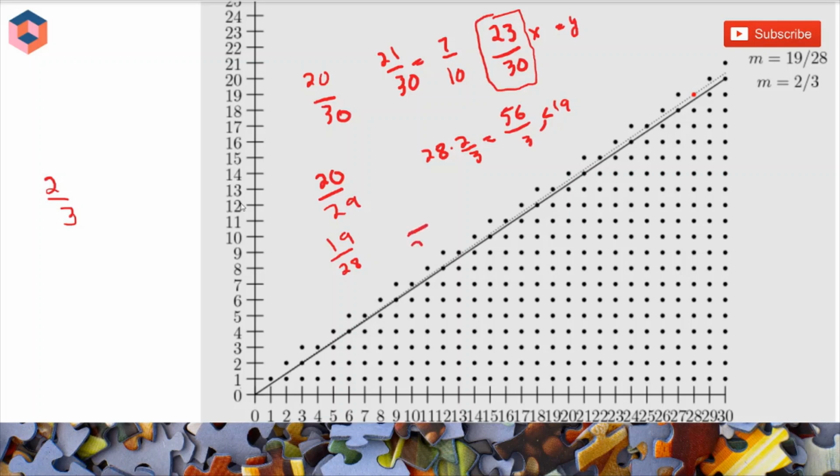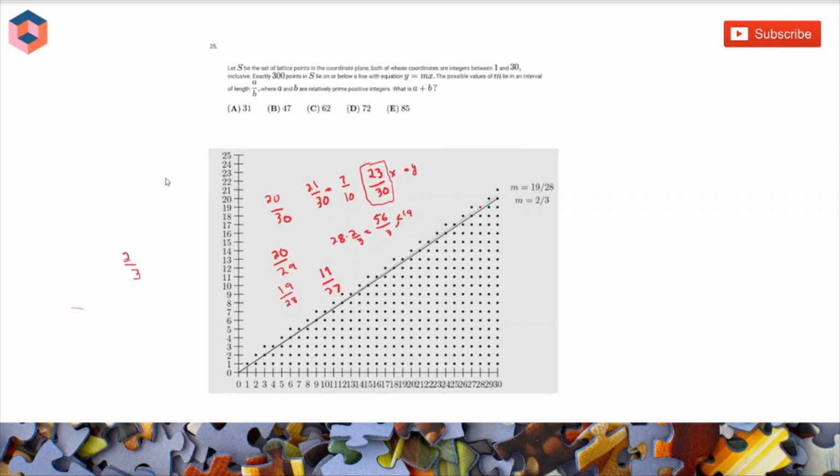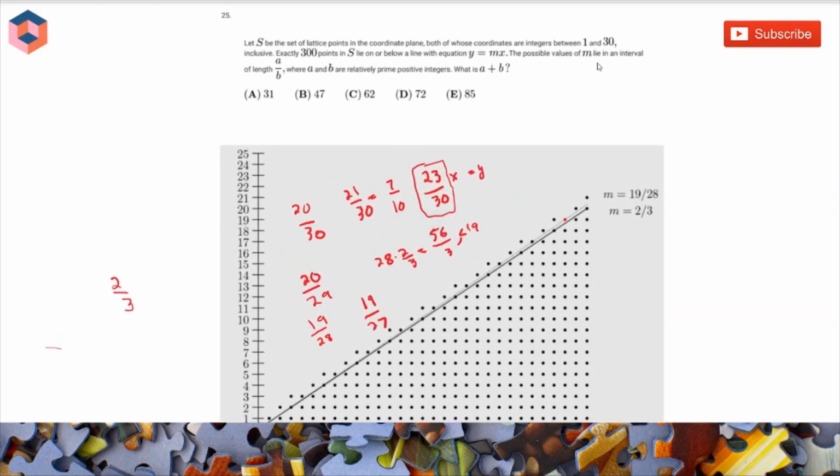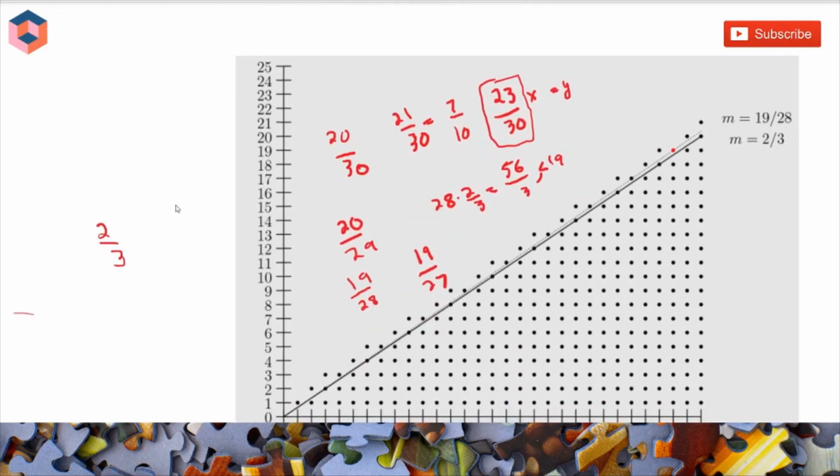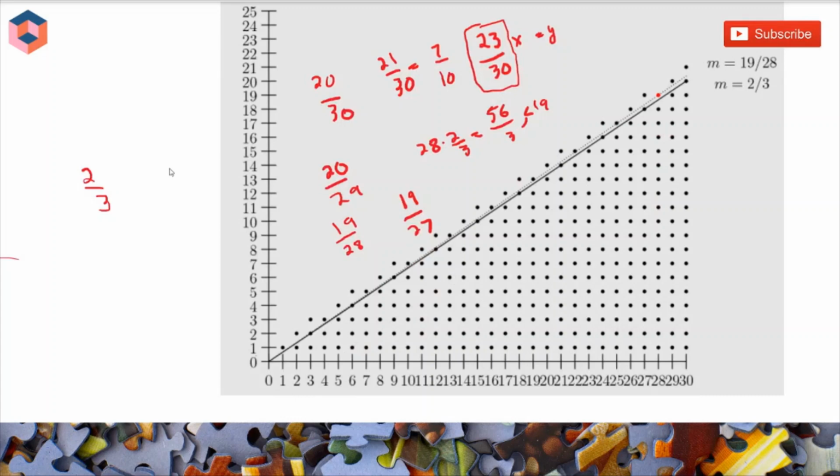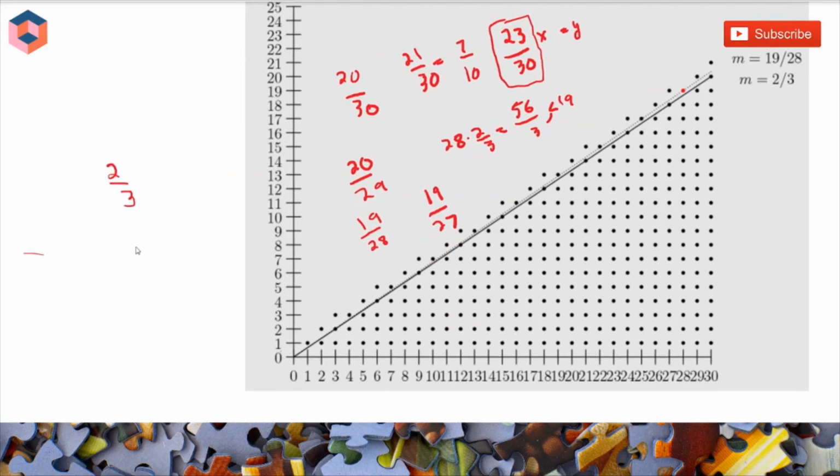Let's drop it down a bit more. If we have a 27 here, and then we put anything above 18 here. So if we have 19 over 27 here, since 18 over 27 is 2/3, if we have 19 here, that works, but 19 over 28 is a better upper bound, since, going back to the original problem, the possible values of m lie in the interval of length a over b. So if 19 over 27 works, that's automatically included in 19 over 28. So our upper and lower bound is 2/3 and 19 over 28.